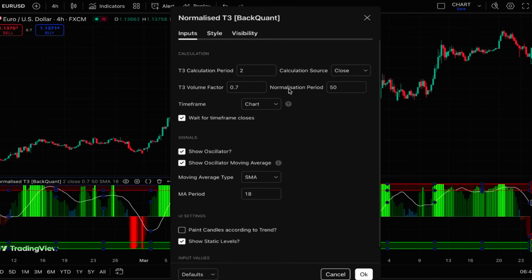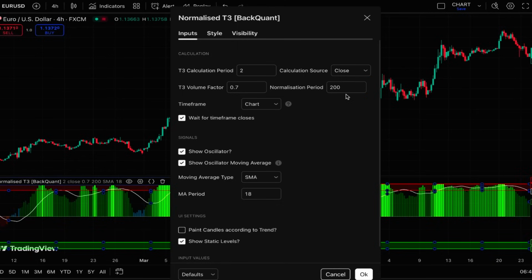Here for normalization period, we set it at 200, and by doing so, the T30 oscillator becomes smoother and less responsive to price action during the pullbacks, so the indicator will not repeatedly change above or below the center line during the pullbacks, so not giving misleading signals.